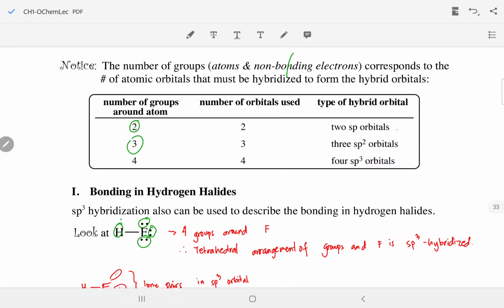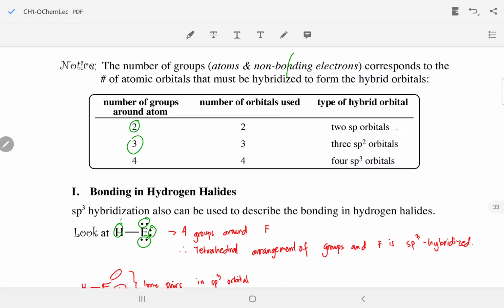To the third part of our lecture. So, here we stopped at the table. On this table, if there are two groups around the central atom, that means there are two sp orbitals. For three surrounding groups around an atom, that means there are three sp2 orbitals.